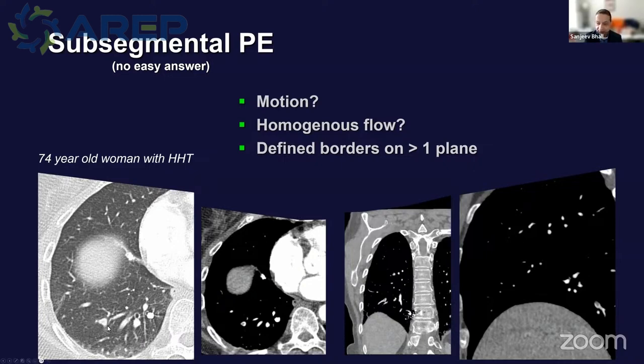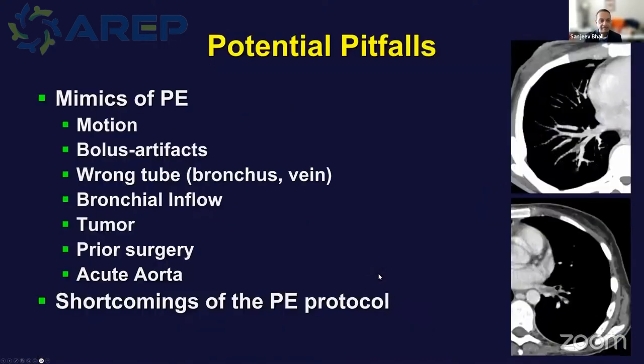So you can see there's no motion here. The other is to look at the multiplanar images. A true pulmonary embolism should be visualized very crisply on all three planes. And you can see here, very crisp on the axial, very crisp on the coronal, and very crisp on the sagittal. So really useful to have that.